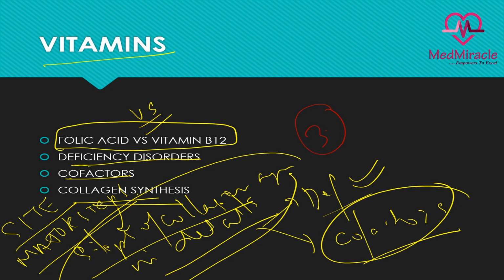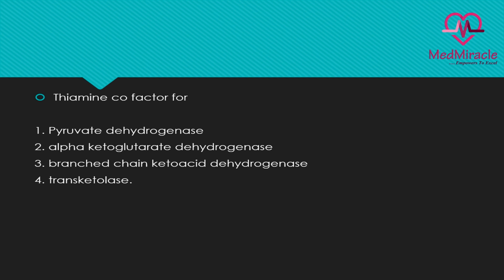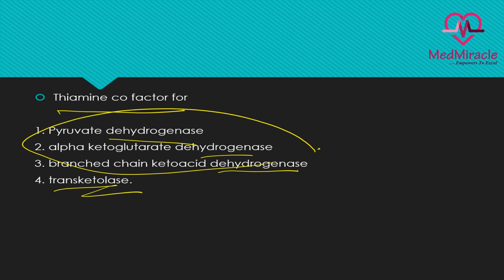You have to know these 2 things in collagen synthesis. So this is what I am talking about. In the next 3-4 slides I will be talking about the cofactors involved in multiple biochemical pathways. So for thiamine, it's easy to think in this manner: dehydrogenase, dehydrogenase, dehydrogenase, 3 dehydrogenase and 1 transketolase. That's for thiamine.